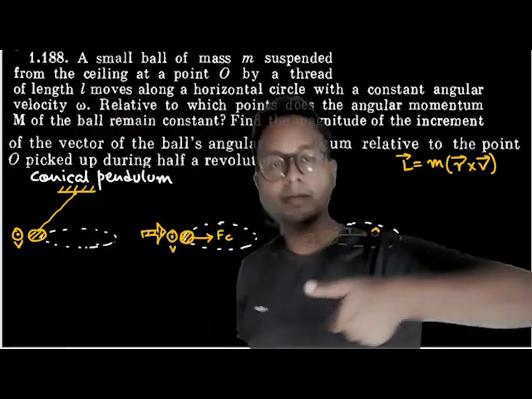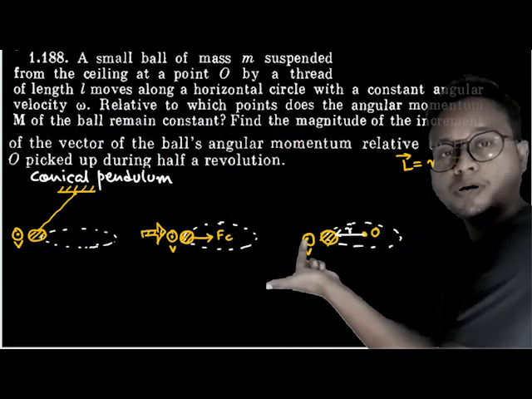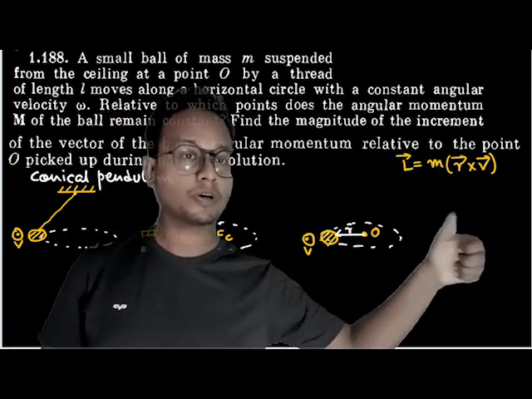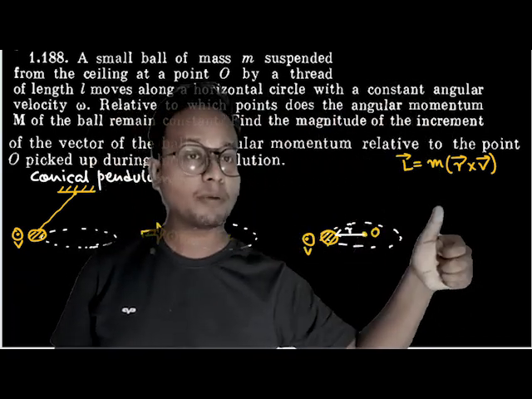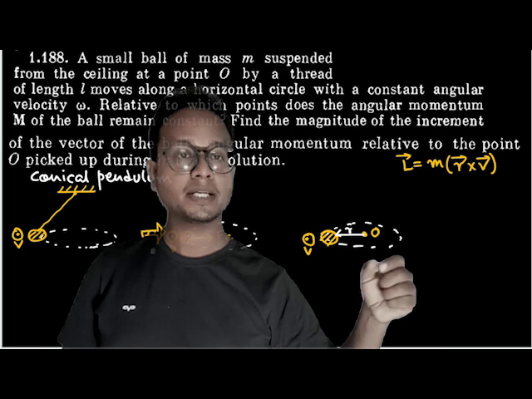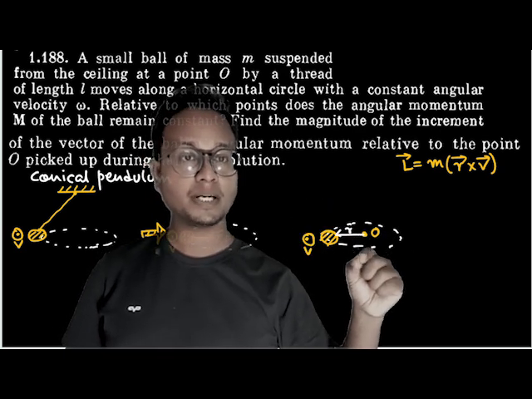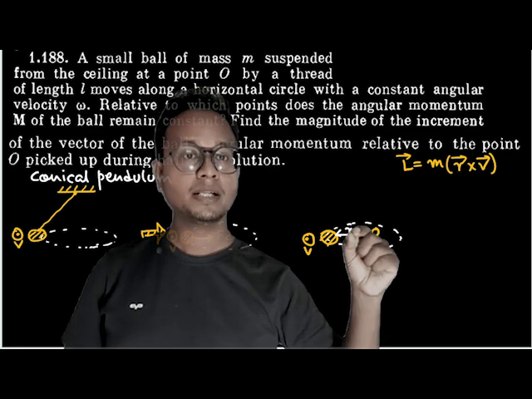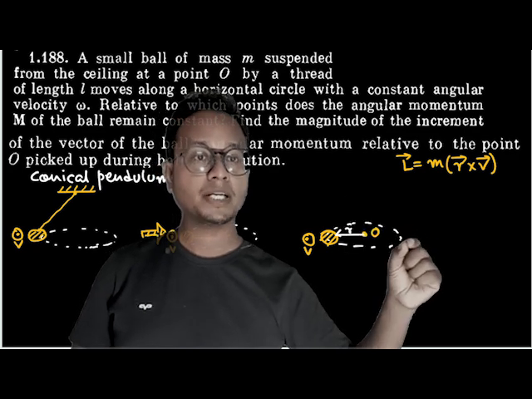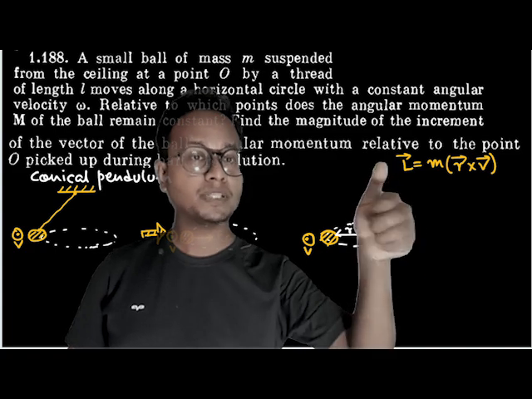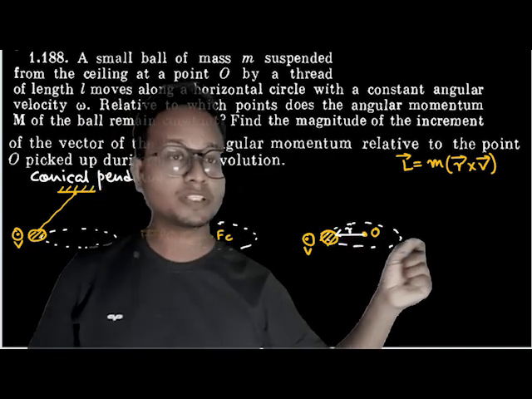R cross v: the angular momentum would always be upward. It doesn't matter in which position of the circular orbit the particle is, the angular momentum vector would always be upward. Check if you take your origin: r cross v, it is upward. Out here, when the particle is out here, r cross v, the angular momentum is upward. When the particle is out here, r cross v, the angular momentum is upward. So it doesn't matter in which part of the circular orbit the particle is.